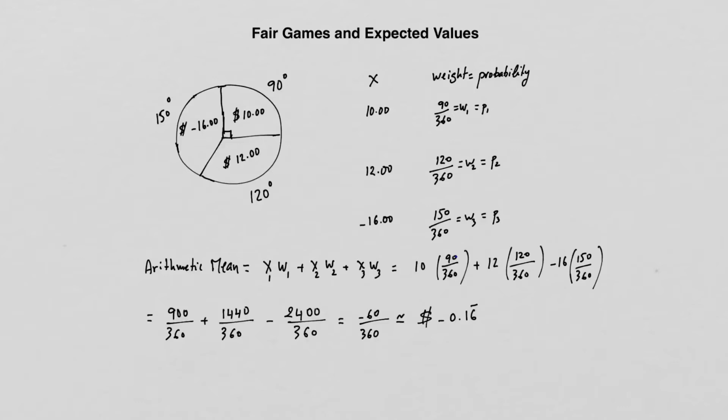Notice or remember, you should know this, that whether you're dealing with Wi or Pi, it doesn't matter. That weight, that probability, that chance, that ratio, that percentage is always between 0 and 1. 0 means 0%.